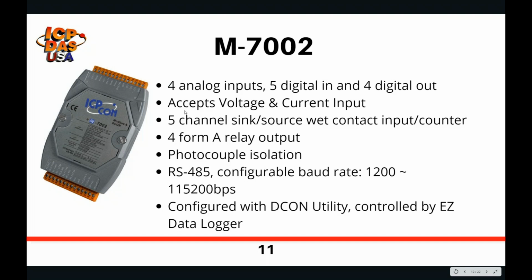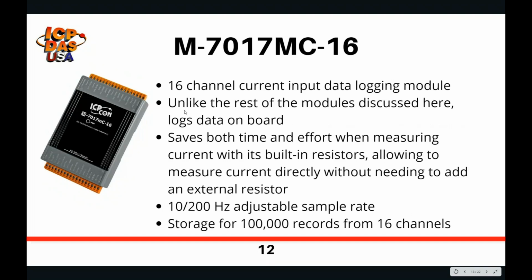This is one of our more special and interesting modules because it is a data logging module. So it's 16-channel current input, it's analog input. And unlike the rest of the modules we're talking about here, it logs data on board. The idea is to save time and effort when measuring current input with its built-in resistors, allowing you to measure current directly on this device without needing to add an external resistor. It has a fast and normal adjustable sample rate of 10 and 200 hertz, and onboard storage for 100,000 records from 16 channels.